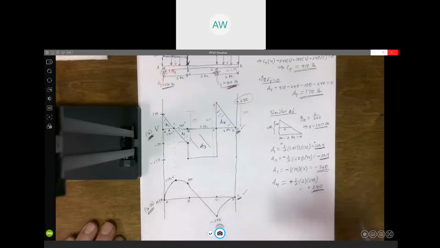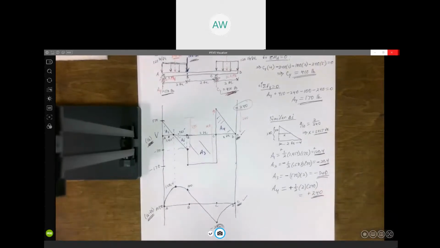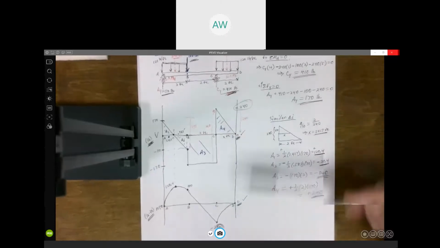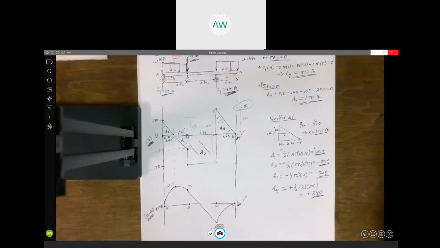Any questions about this one? This is, again, how I expect you, if I ask you on a test to draw a shear moment diagram, this is what I'm looking for. I want you to use this method to do so. All right. Any questions? Anything related to shear moment diagram?